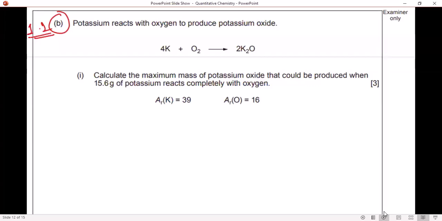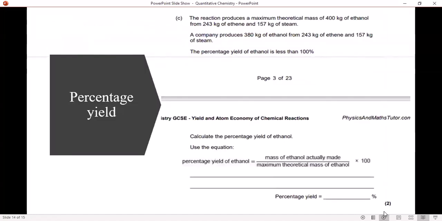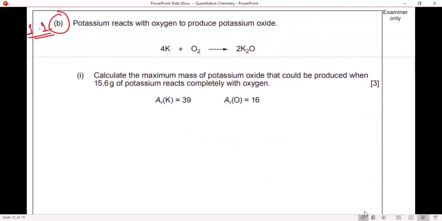I would say do try this question yourself using moles to balance the equation. Yes, I am just going to take a pause here. We'll upload the next part of the video if I find your comments in the comment section.